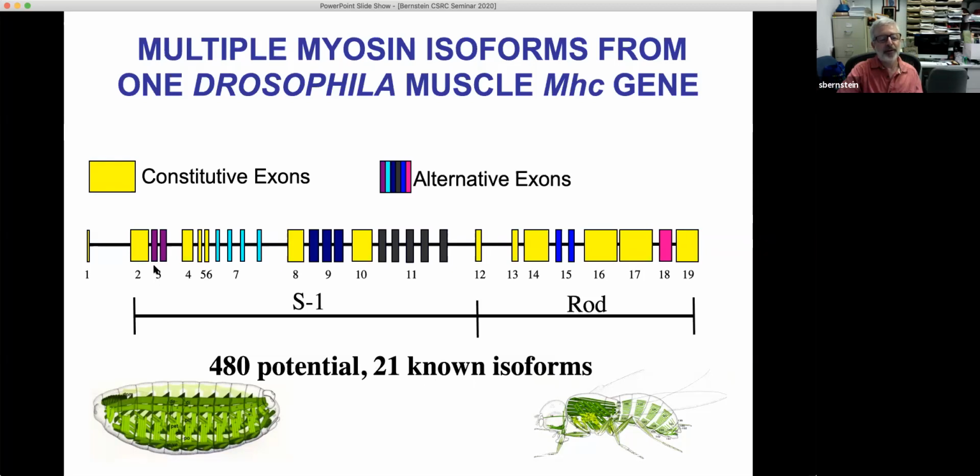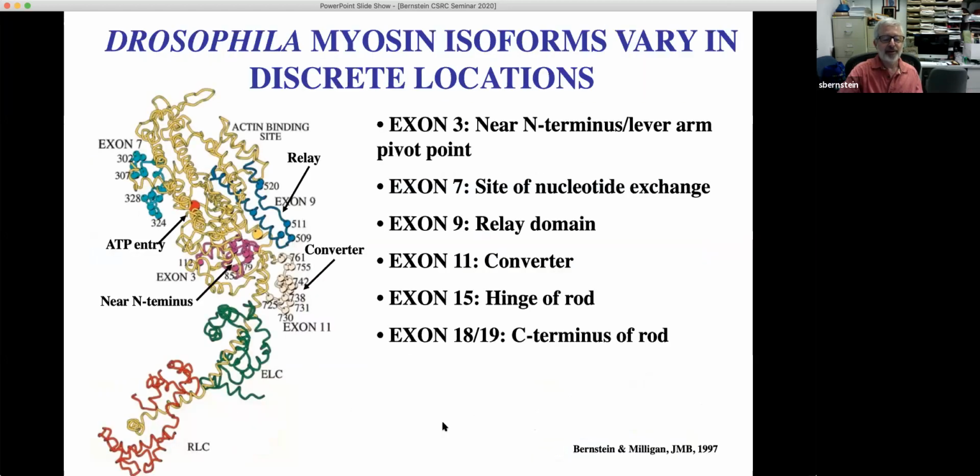1 and 2 are included, but then the processing either chooses 3A or 3B, then 4, 5, and 6, and then 7A or B or C or D, et cetera, down the line, so that the final outcome of the RNA and protein could be 480 different combinations of types of myosins that are produced. We, as I said, know about 21 different forms. Okay, so we've spent a lot of time studying the different forms and trying to understand what the different domains that are encoded by these different alternative exons do. And in fact, here's the structure that we worked on with Ron Milligan at Scripps.